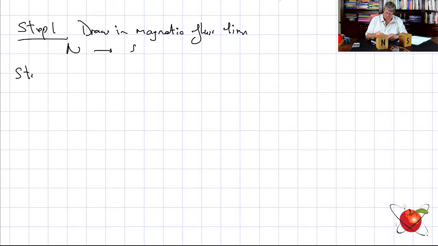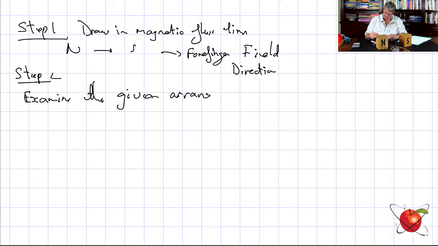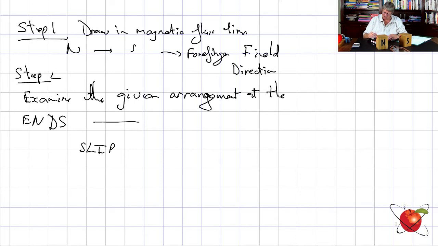Step 2, this gives the forefinger, aka field direction. Step 2, examine the arrangement. Let's make a note of this. Examine the given arrangement at the ends. Is it a slip or a split ring?